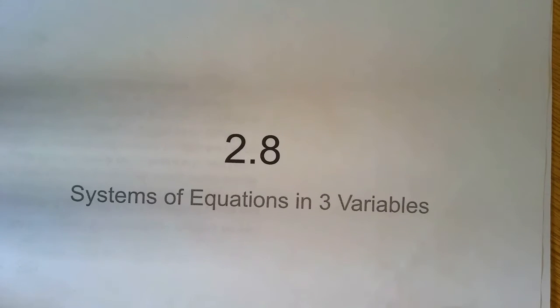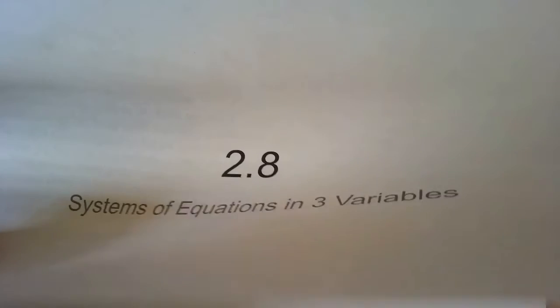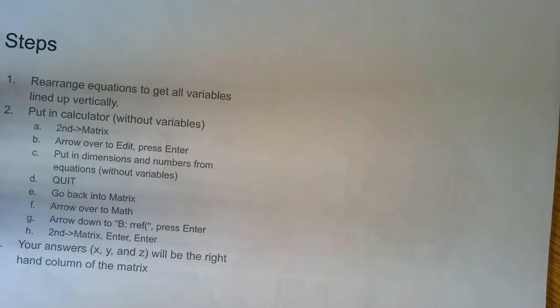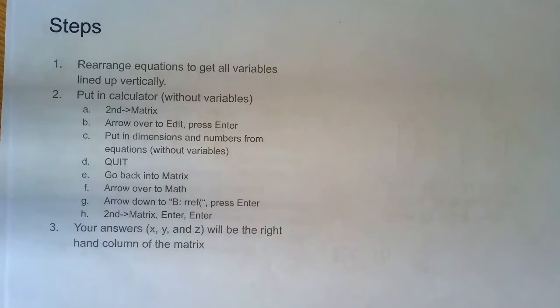Section 2.8 is where we're going to solve systems of equations in 3 variables. You will need a graphing calculator in order to do this. So these are the steps you're going to want to copy down in your notes so that you know the keystrokes when you get a graphing calculator.